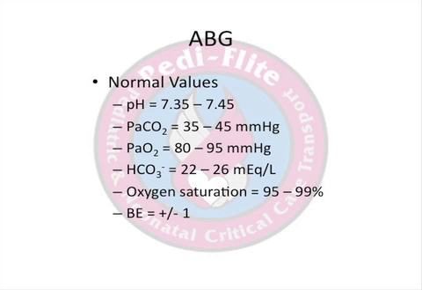PaO2 for arterial blood samples should be 80 to 95. Your normal bicarb rate is 22 to 26, and a normal oxygen saturation is 95 to 99%. Your base excess is considered normal at plus or minus 1.